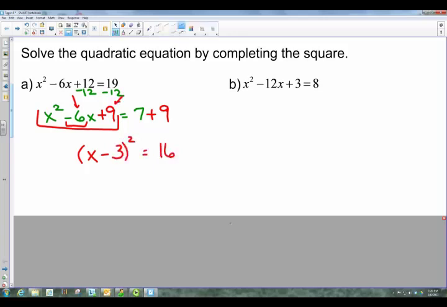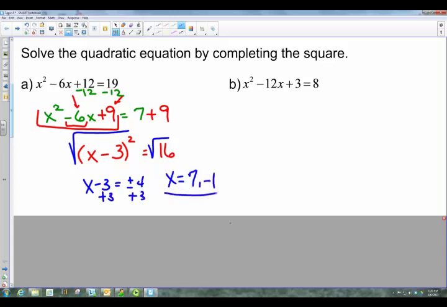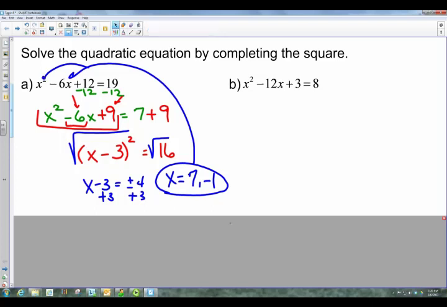And now it looks just like the problem we had up above, so we take the square root of both sides. That gives you x minus 3 equals plus and minus 4. Add 3 in both cases, and you get x equals 4 plus 3, which is 7, and then negative 4 plus 3, which is negative 1, and those are your two solutions. And you could prove that they work by taking them back up and substituting into those two to get your proof. So that's your steps for completing the square.